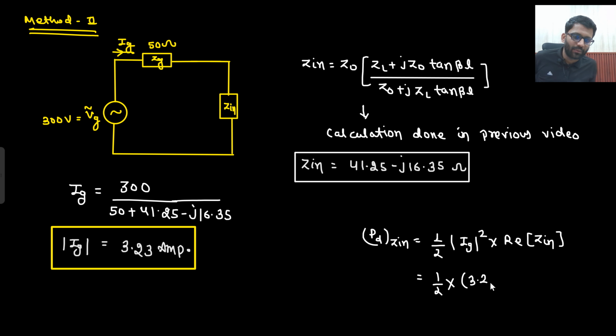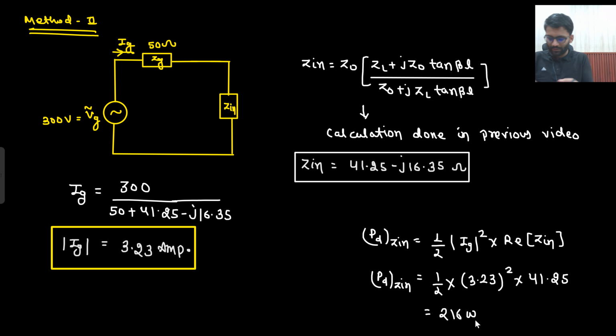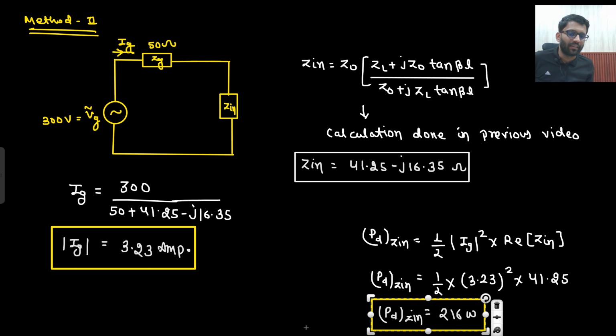So here 3.23 whole square into the real part of Zin, which is 41.25. I told you that I will prove it, and once you do this calculation, you will find that you are getting 216 watt only. Let's confirm. Do the whole square into 41.25 divided by 2. So you are getting 216 watt only. So this is your power dissipated in Zin, or you can say power delivered to the transmission line.